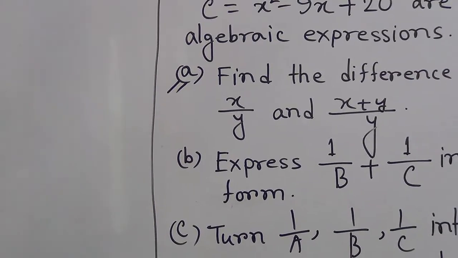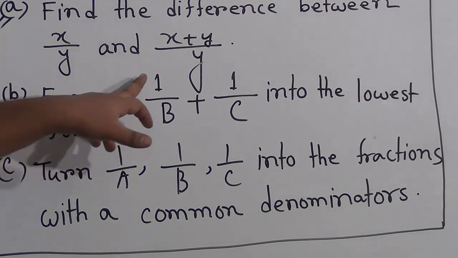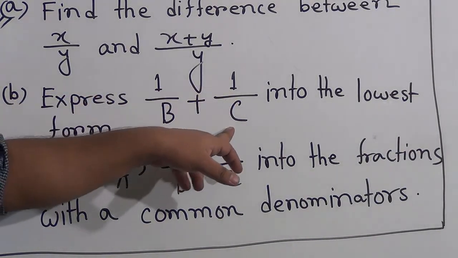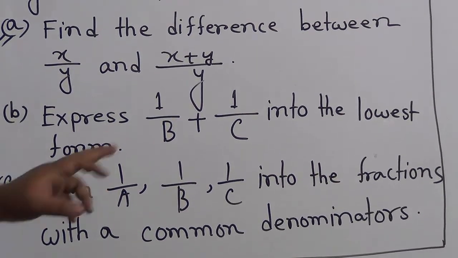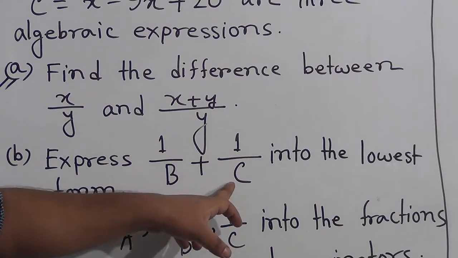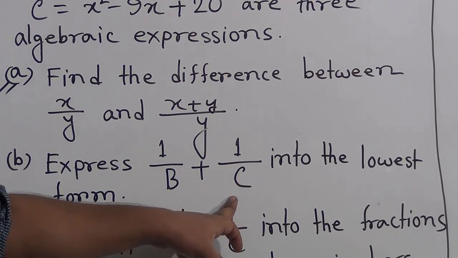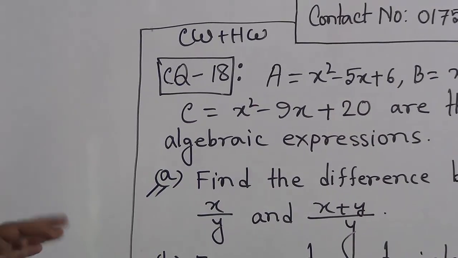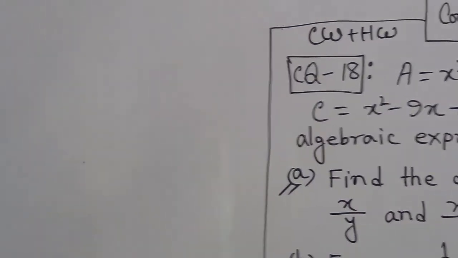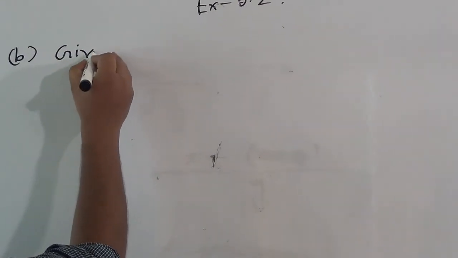My dear students, notice here question number B: express 1 by B plus 1 by C in the lowest form. At first we do addition, and the values of B and C are given in the stem. So first of all, in order to solve this math, at first we write given that.